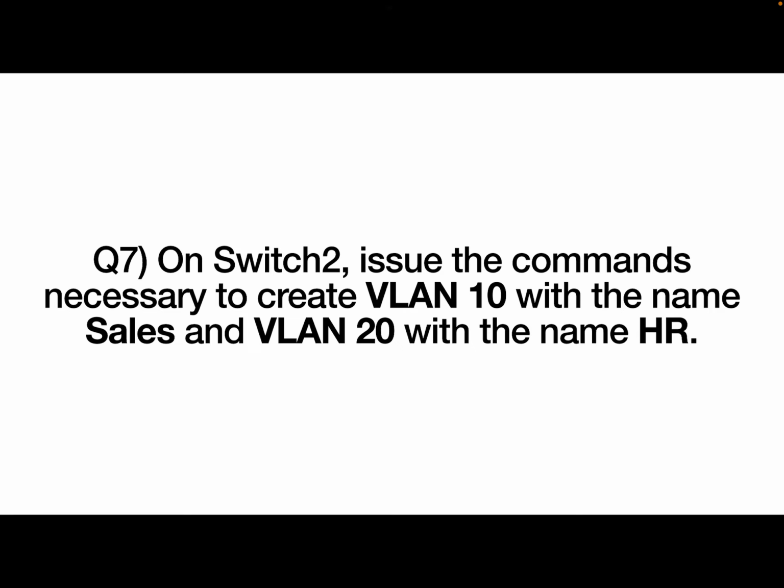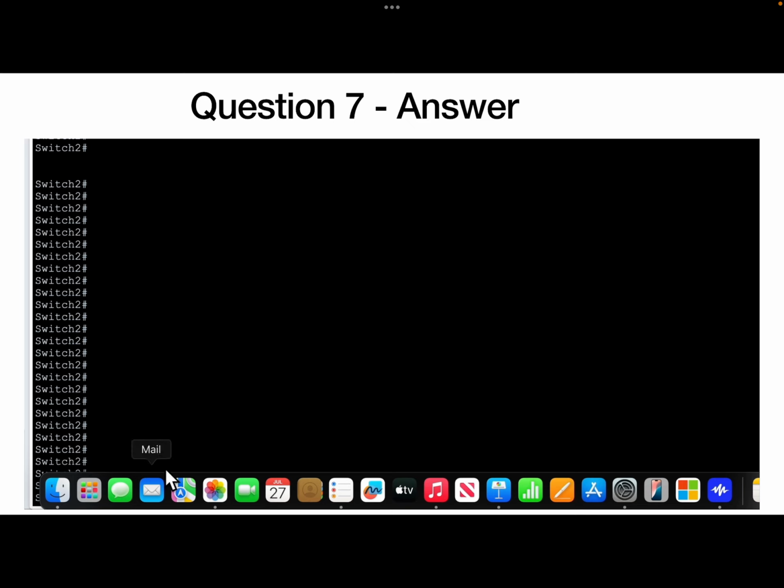Now, on switch 2, issue the commands necessary to create VLAN 10 with the name sales and VLAN 20 with the name HR. So, very similar. It's pretty much the same thing we're doing now. So go into global configuration mode. Now VLAN 10 name sales. Then we're in VLAN configuration mode. We need to come out of that for the change to take effect.